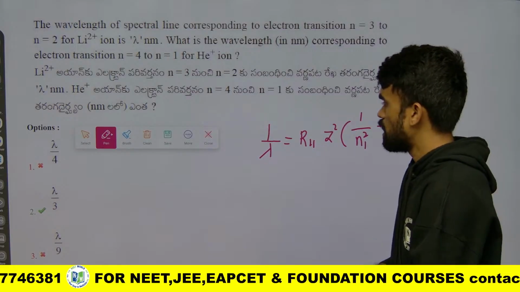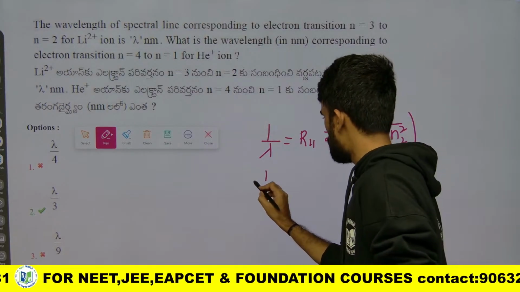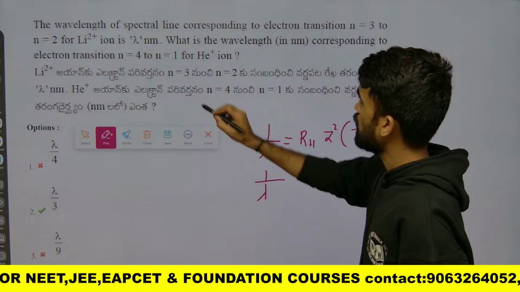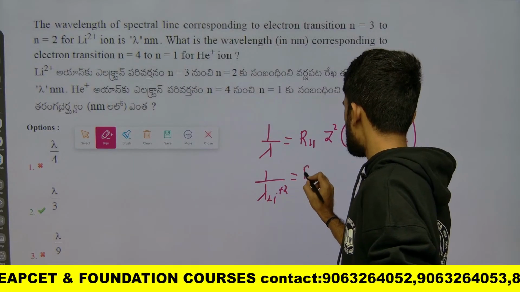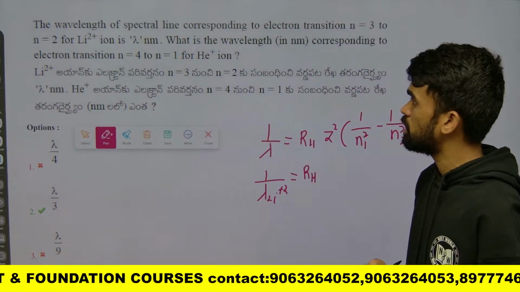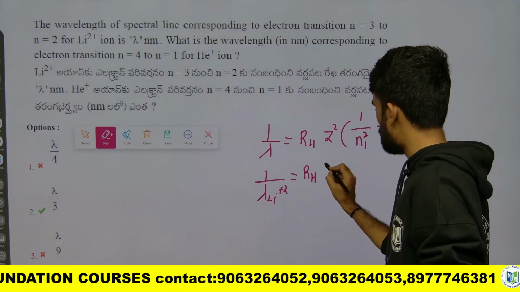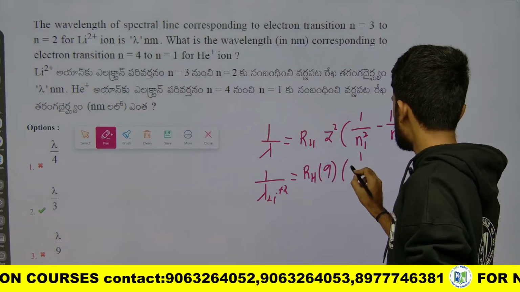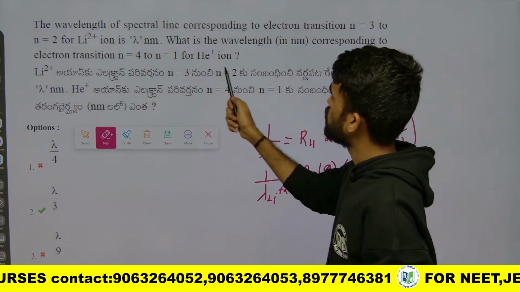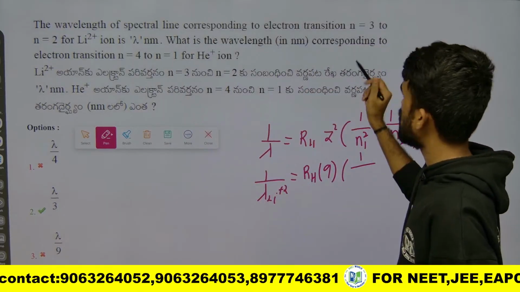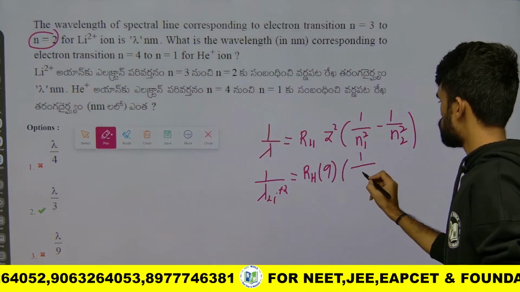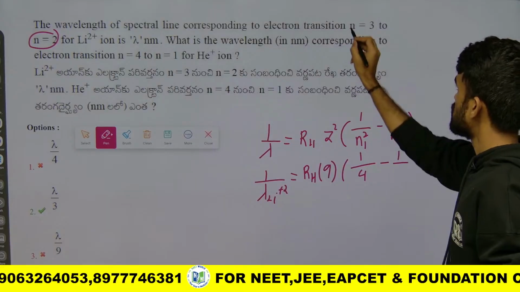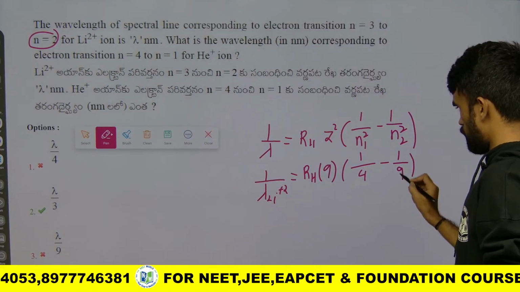So let us find it for lithium first. For Li plus 2, I am writing it equals RH. What is the atomic number of lithium? It is 3, so Z square, I am directly writing 9 here. What is the value of n1? The lower number comes first, n1 is the small number, so n1 is 2. So 2 square means 4, and n2 is 3, so 3 square is 9. I am writing it like this.